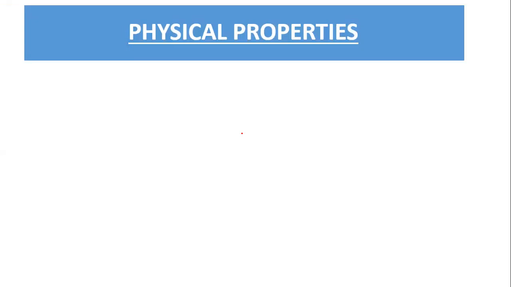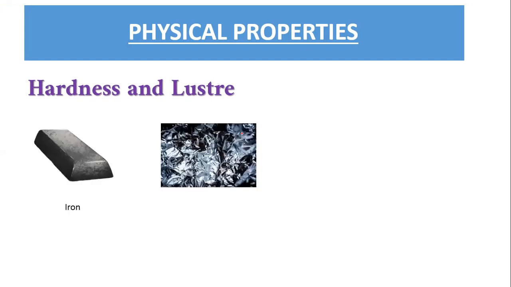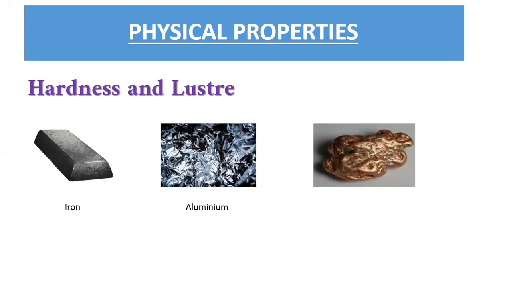Physical properties. The first two physical properties are hardness and luster. Now this you know is iron, this is aluminium, and this is copper. One thing common in all of them is that they have a very shiny appearance. Luster means shiny only. They are also very hard. We know that iron is used in many articles, aluminium as well, and copper as well.